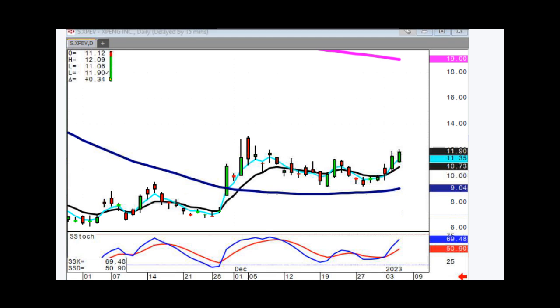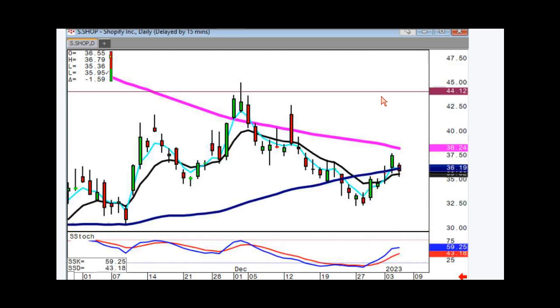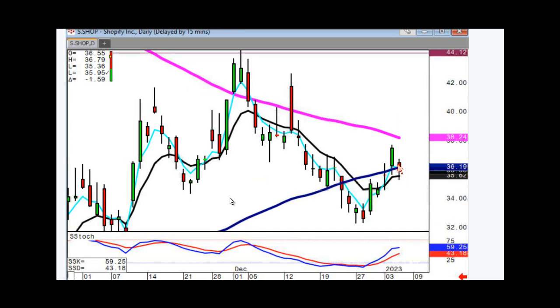Oh, okay, yeah, that's Metastock symbol. Shopify, another one that if you had been long and it closed back below the open of the previous day, close it out. That becomes a lousy chart.